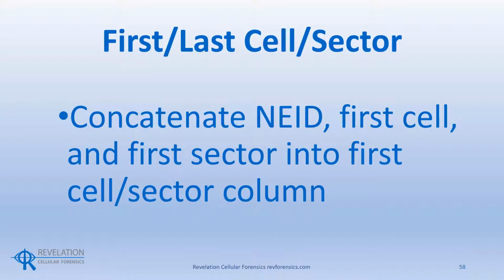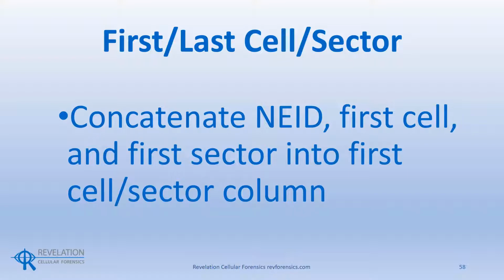Next, we will fill the first and last cell and sector columns. We will use the first cell sector and last cell sector columns as the lookup value to import the latitudes, longitudes, and sector azimuths into the template using the VLOOKUP formula. Having the lookup value identical in both template and cell site list is critical. The VLOOKUP formula won't work otherwise. We will use the NEID, cell number, and sector number in that order as the lookup value.